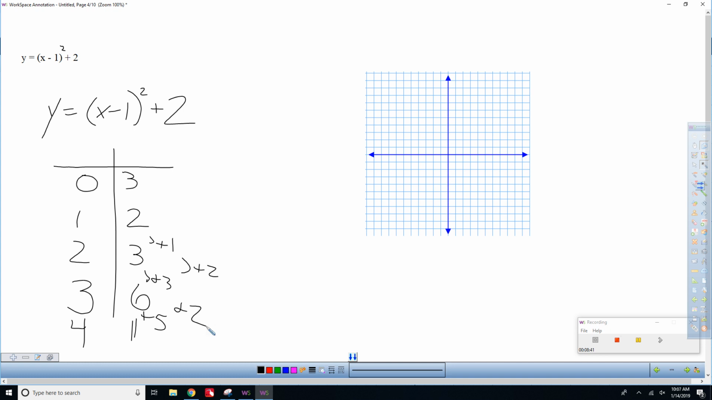But all we got to do is put our points on here correctly, and then look for the vertex and make sure we understand the shape. So 0, 3, 1, 2, 2, 3, 3, 6, 4, 11. It's a parabola. Got it?